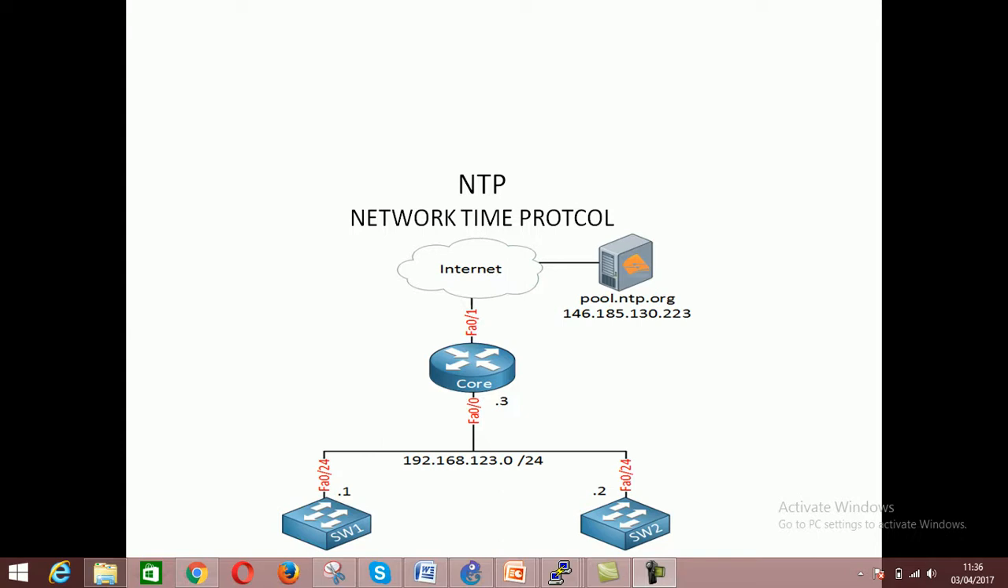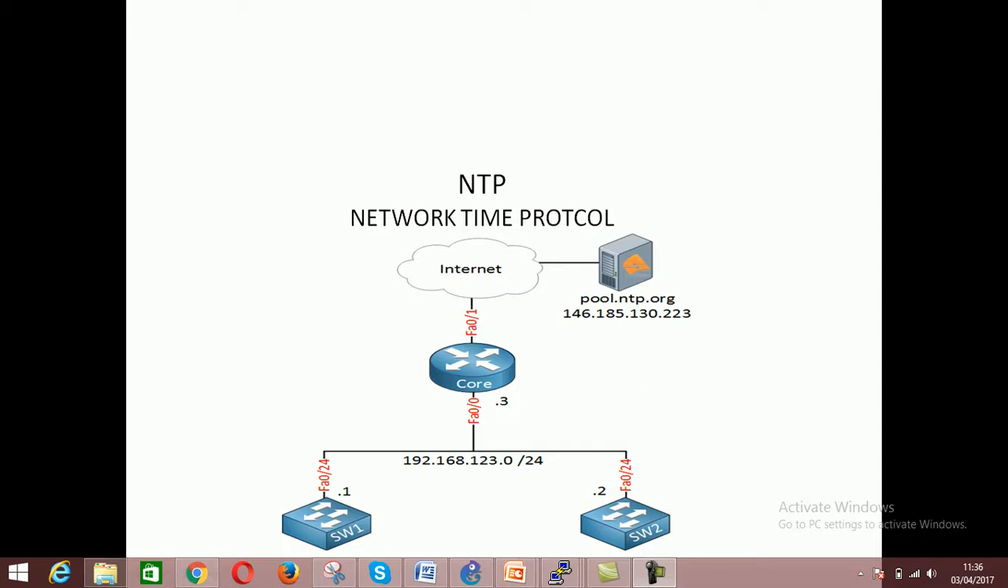Today I'm going to shed light on the NTP protocol, like why we need it and what the use case of NTP is. NTP stands for Network Time Protocol. It is designed to synchronize the time between devices so that the device can get the accurate time.